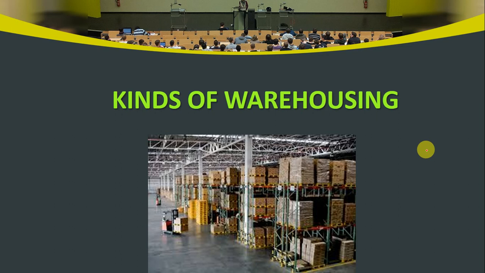How many kinds of warehousing do we have? So there are mainly 4 kinds of warehouses. First we have private warehouses, second we have public warehouses, third we have bonded warehouses, and fourth we have cooperative warehouses. They are explained in brief below.